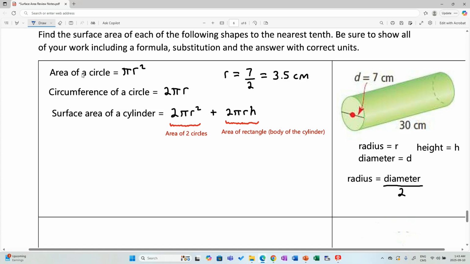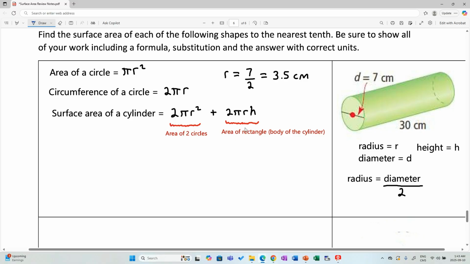So if you find the area of one circle, you use the formula pi r squared. But if I write 2 pi r squared, it basically means I'm multiplying pi r squared by 2. Hence, this formula, 2 pi r squared, gets me the area of both of my circles. And then I write the plus sign here, and I write 2 pi r times h.